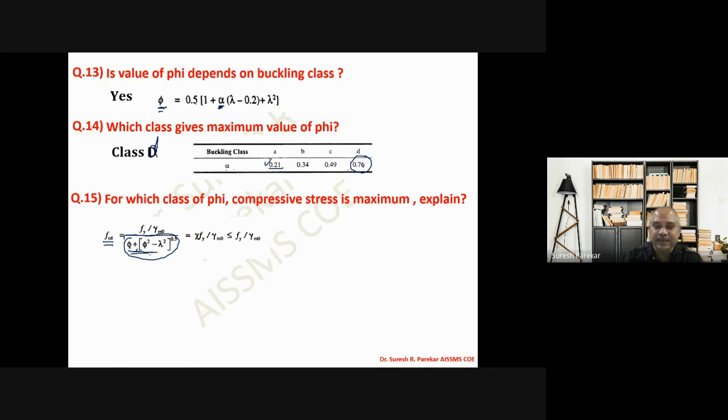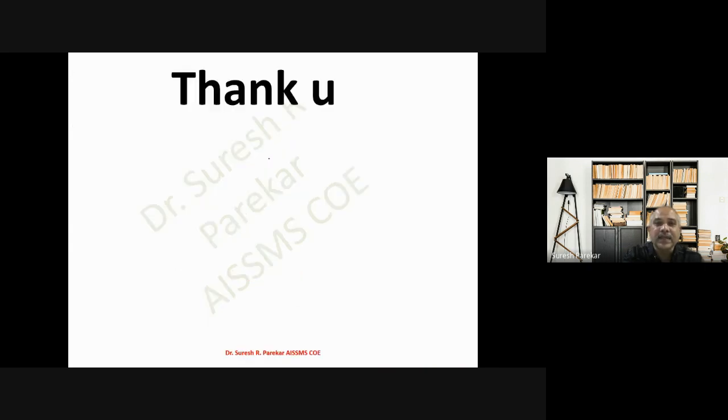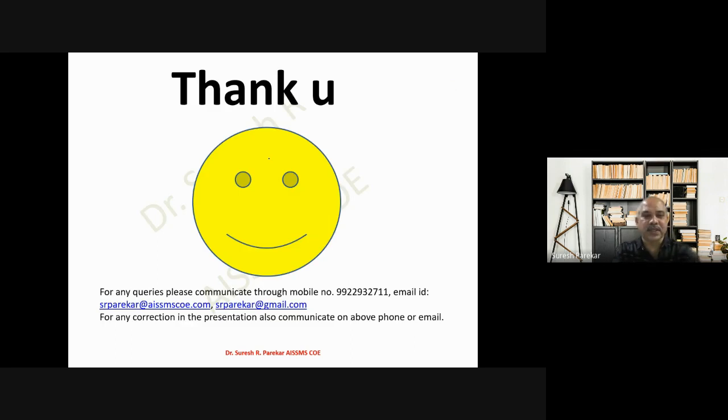Then for struts, the coefficient K is taken as 0.7 to 1, as given in the IS code. So these are some of the questions which we are going to take for angle section, that is for struts.